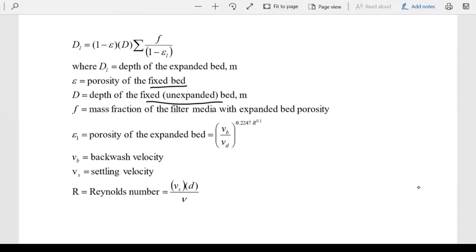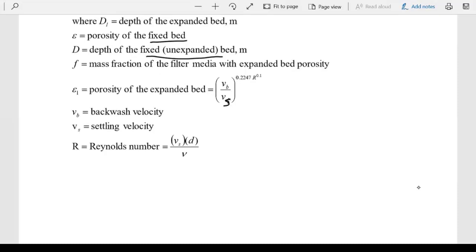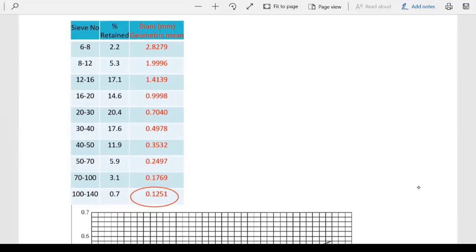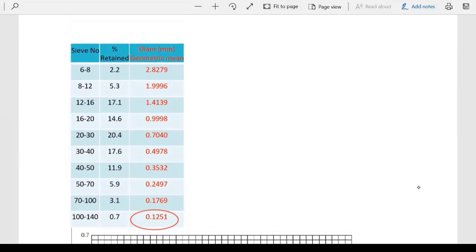The porosity of the expanded bed is a function of the backwash velocity and the terminal settling velocity of each of that particle grain size. And we'll use the Reynolds number. We'll include the shape factor in the Reynolds number. So let's go through the rest of these calculations.